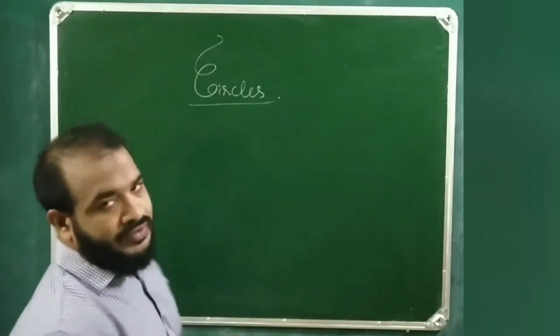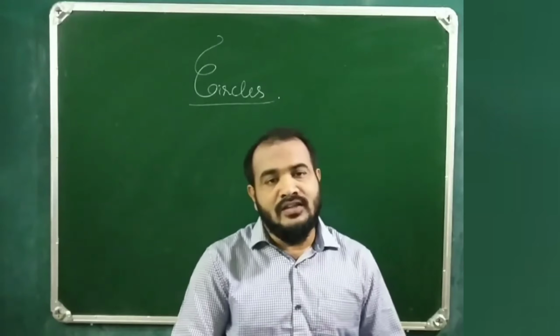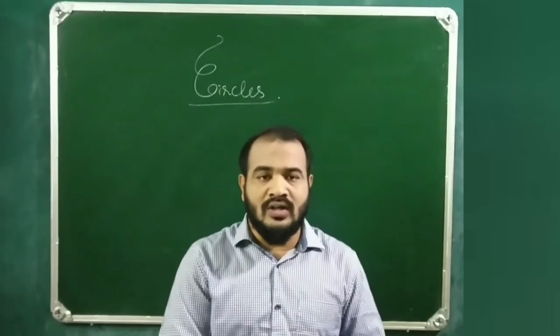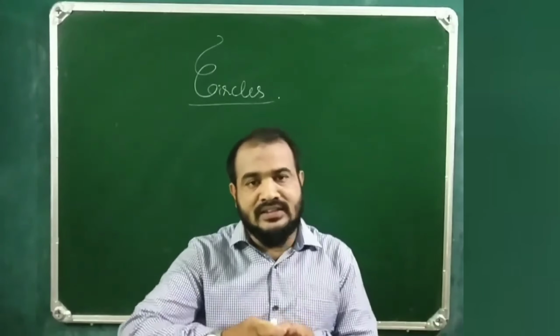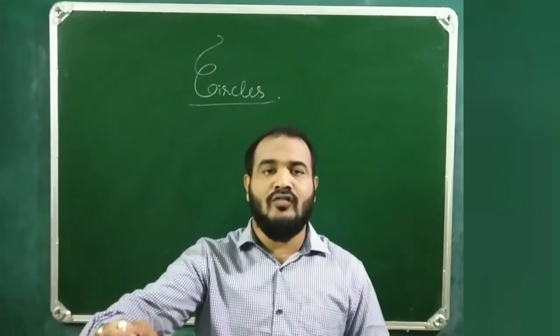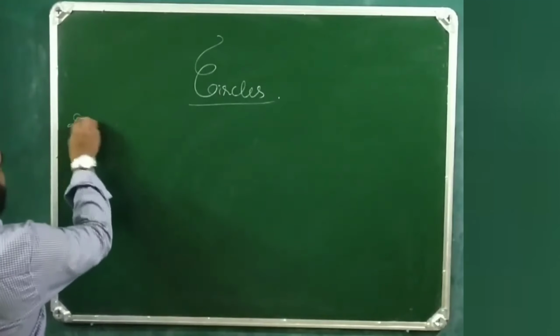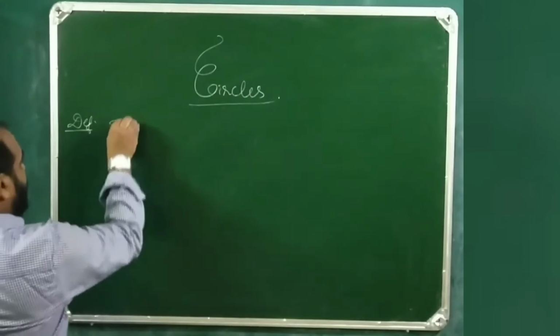So, the circle is defined to be the locus of a point which moves in a plane so that its distance from a fixed point is always constant. Here, the fixed point is called the center, and the fixed distance is always constant. It's called the radius.